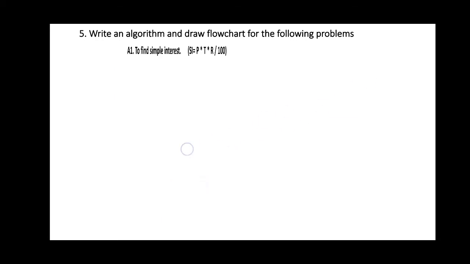So next question: to find the simple interest. If you have some concept, please pause the video and try to write the algorithm and flowchart your own way, so that later on you can compare with my algorithm. It's not compulsory to follow the language I have written here. You can use your own language, but it must be clear and simple so that others can understand.